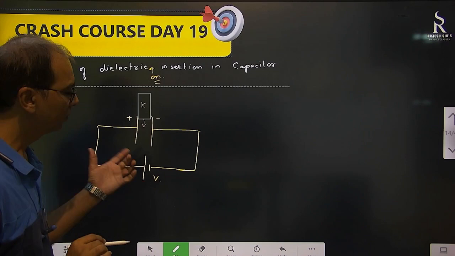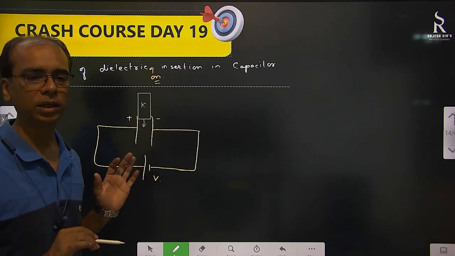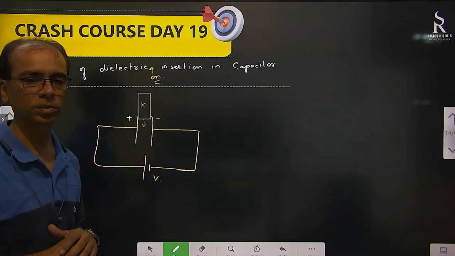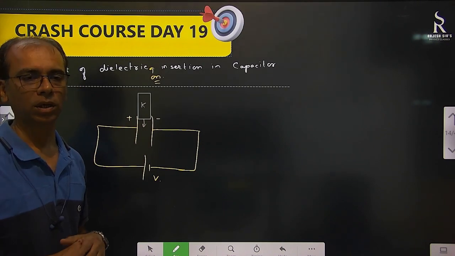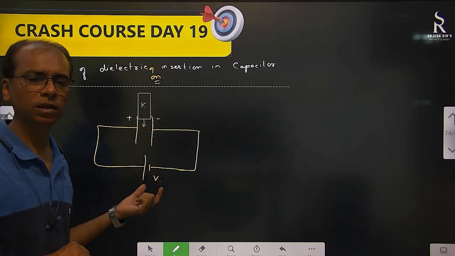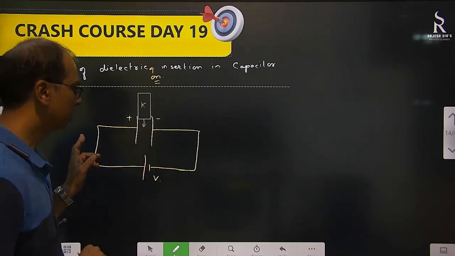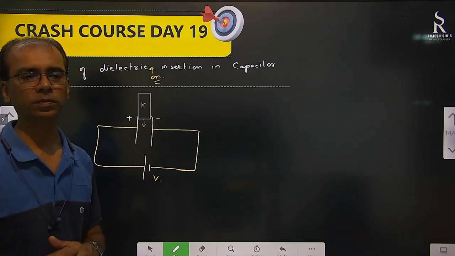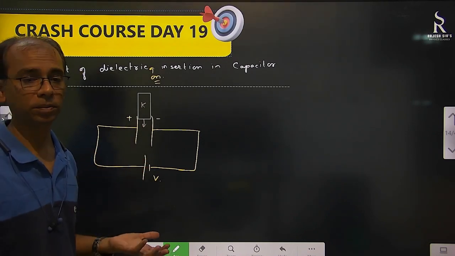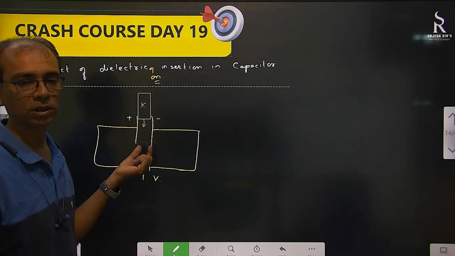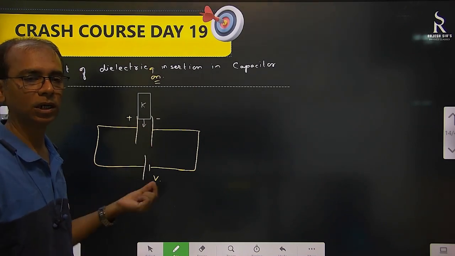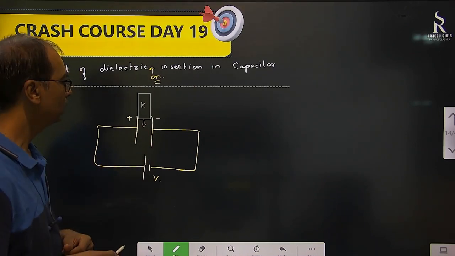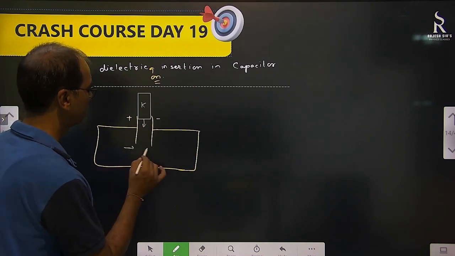Now if it is connected with the battery, the battery will make sure that the potential difference across them is V. If it is something else, the battery will still work. It will make the charge flow so that the potential difference becomes V only. Then only it will stop. That is the work of the battery. If the potential difference is not V, then charge will keep on flowing. So the potential difference here will be V.